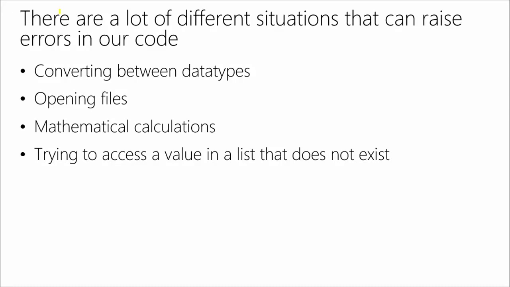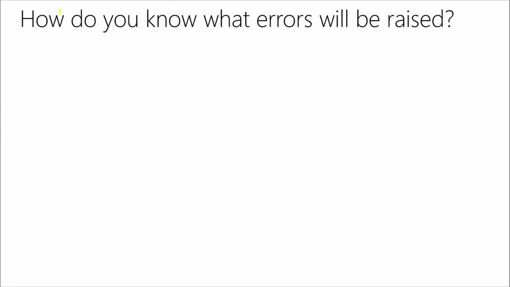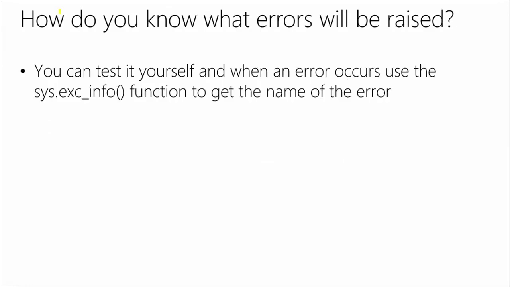You might be converting one data type to another. You might be opening a file, doing a mathematical calculation, or trying to access a value in a list if it doesn't exist. All of these sorts of things could raise errors in your code. How are you going to have any idea what errors are going to be raised? This is always a challenge. When I was coding, this is something I always got stumped on.